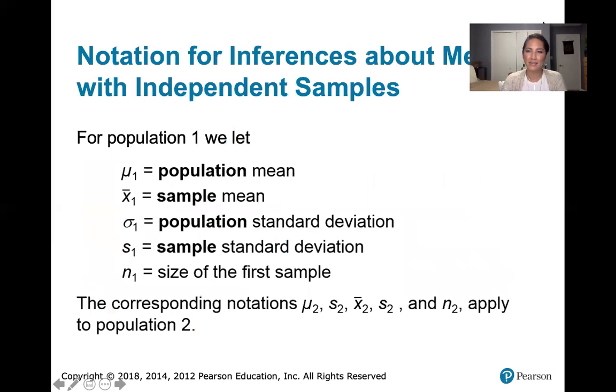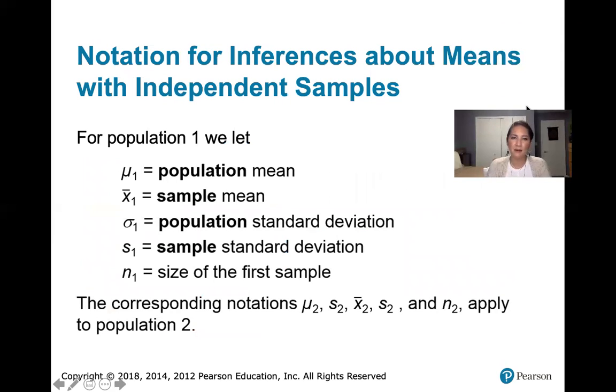Now, here is some notation for inferences about means with independent samples. We're going to use mu sub 1 to represent the population mean for the first population, x sub 1 bar as the sample mean for the first population, sigma sub 1 as the population standard deviation for the first population, s sub 1 as the sample standard deviation for the first population, and n sub 1 as the sample size for the first population.